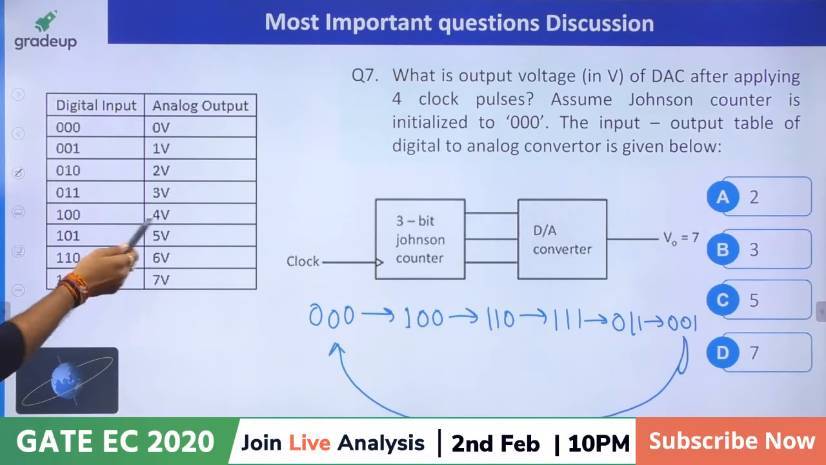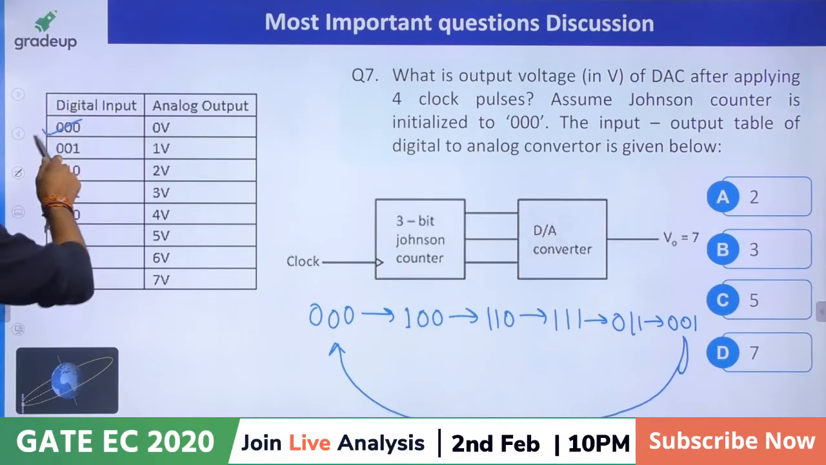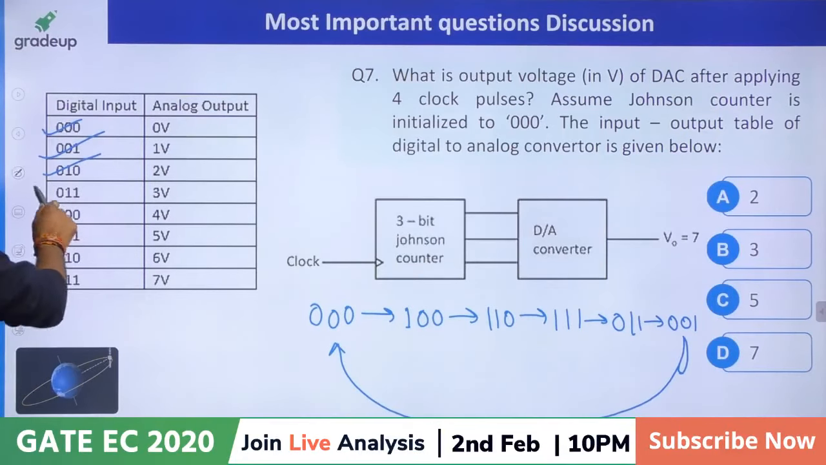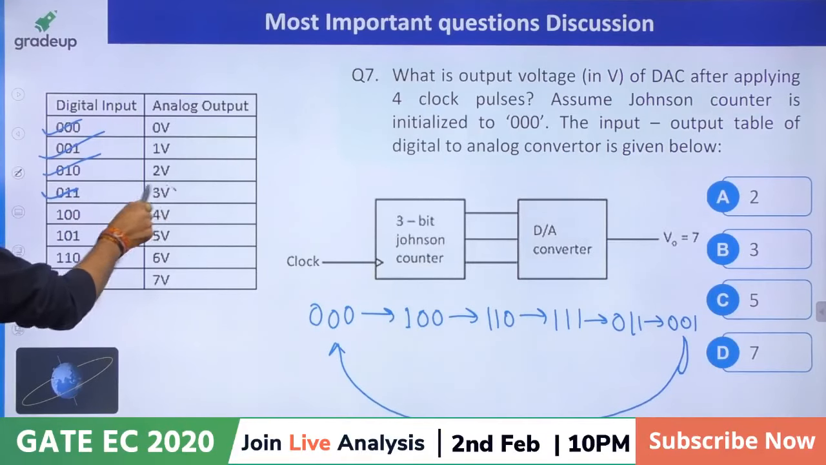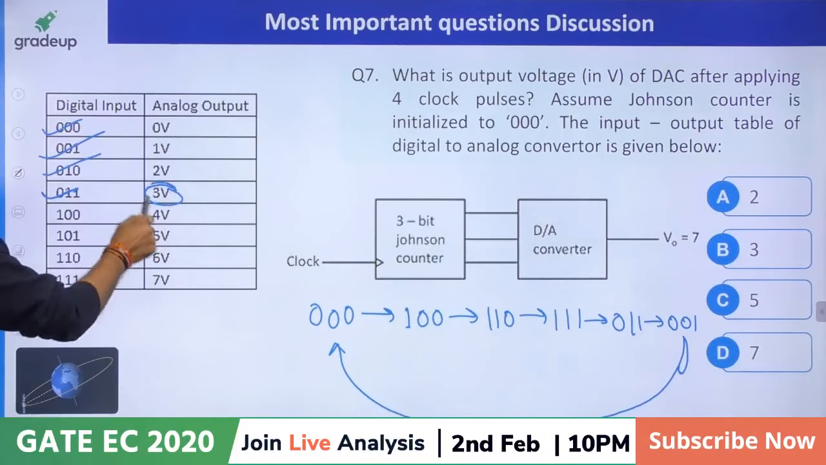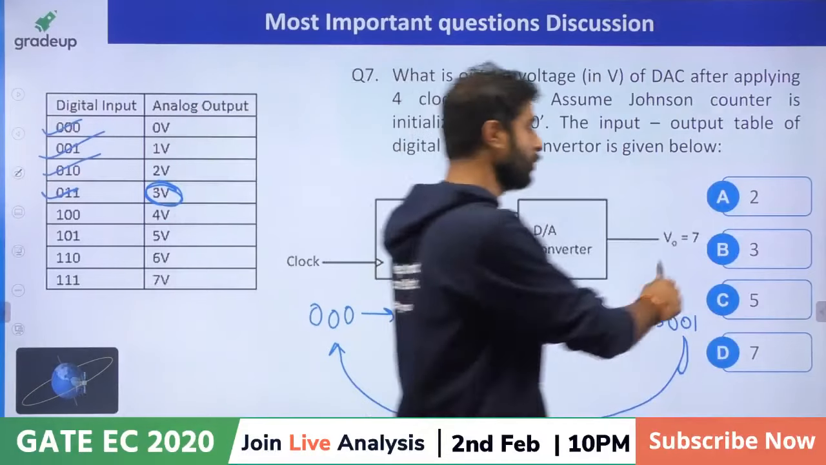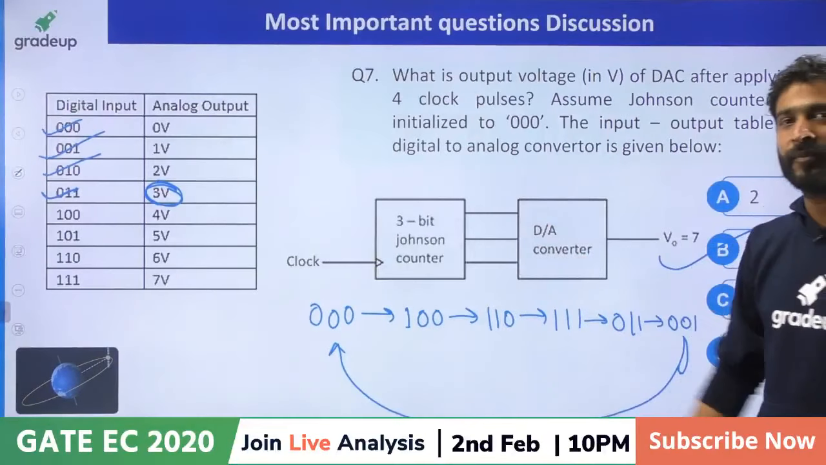अब बेटा देखो, फर्स्ट क्लॉक पे ये आएगा, सेकेंड क्लॉक पे ये आएगा, थर्ड क्लॉक पे ये आएगा, और जब फोर्थ क्लॉक दोगे तो आउटपुट में क्या आएगा? फोर्थ क्लॉक पे ये आएगा. सो द फोर्थ क्लॉक पे क्या मिलेगा? 3 वोल्ट मिलेगा. सो तो कुछ दिमाग ही नहीं लगाना था, आंसर इज बी, राइट?